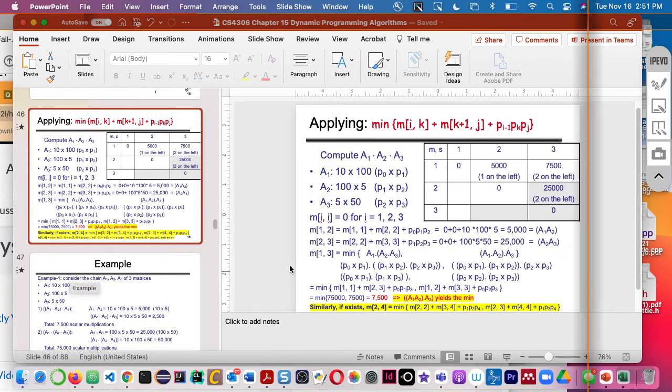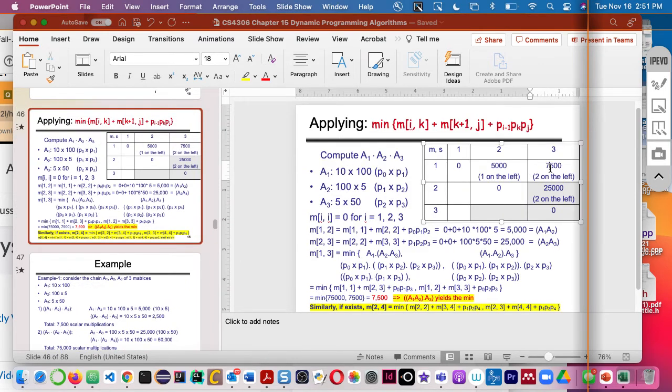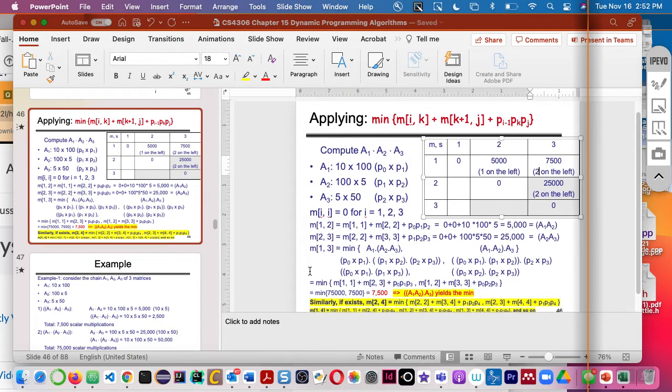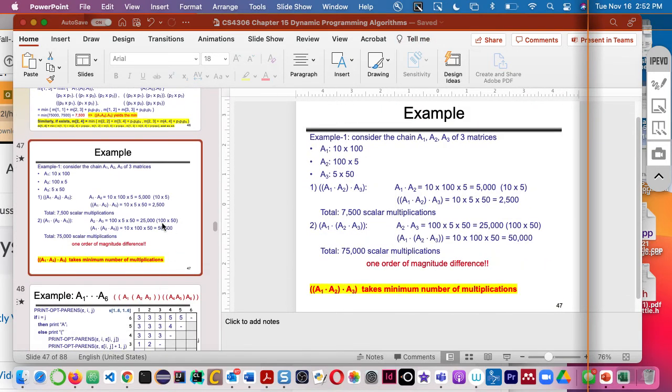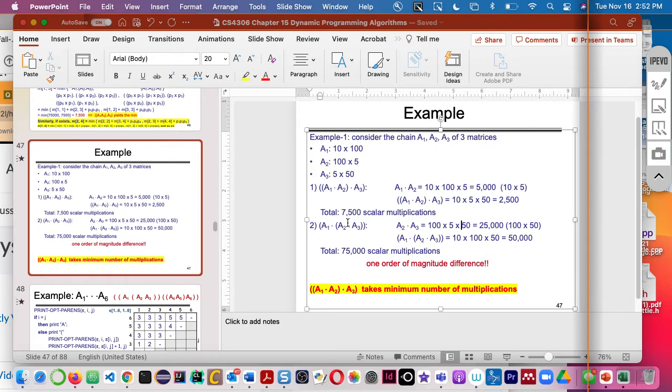So what we got here is the minimum number of multiplications needed, and the order is 1 and 2, then 3. In our previous discussion, we found that whenever we multiply 1 and 2 first, then by 3, we get the minimum number of 7,500 scalar multiplications. This justifies our algorithm.